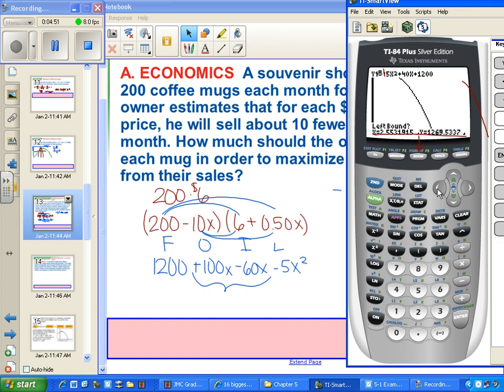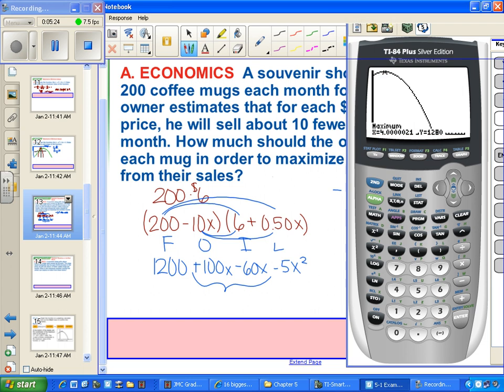Okay, so I'm up there now. I'm going to just press enter then. Now it says right bound, so I need to go to the right of the maximum. Again, I don't need to go far to the right, just so that I'm to the right of it a little bit, and press enter. And then guess. Put your cursor where you think the maximum is. And it tells us our maximum. And again, your calculator is doing its best job that it can to estimate from the pixels. So that's why it's off just a little bit. But the maximum really is at 4, 1280.